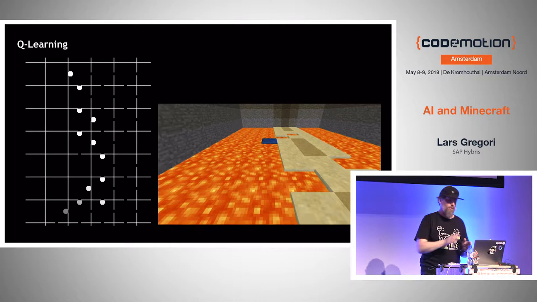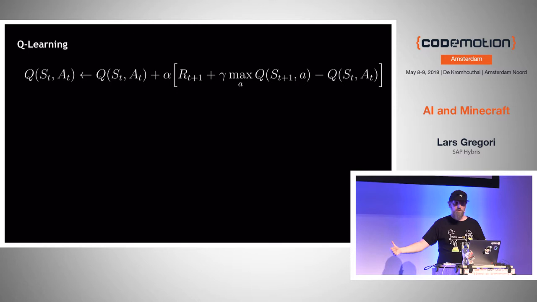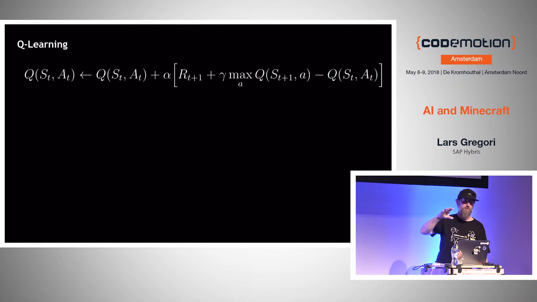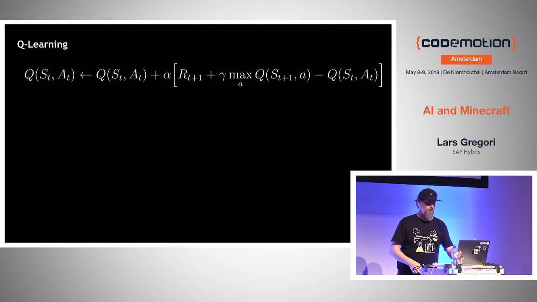And how is this working? This is done with Q-learning. I'm not a mathematician. I couldn't speak this word very well. Also not an artist, because every time I see these nice formulas, the Q with the curve thing and arrows, it's like, wow, cool. But I'm a developer, a programmer. This makes more sense for me.